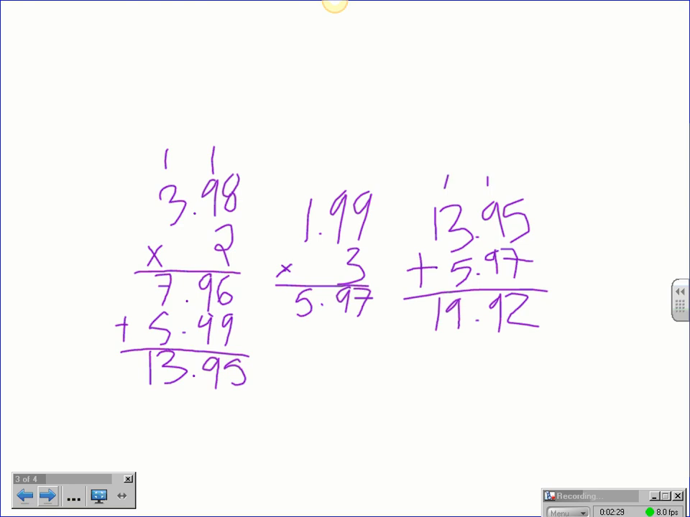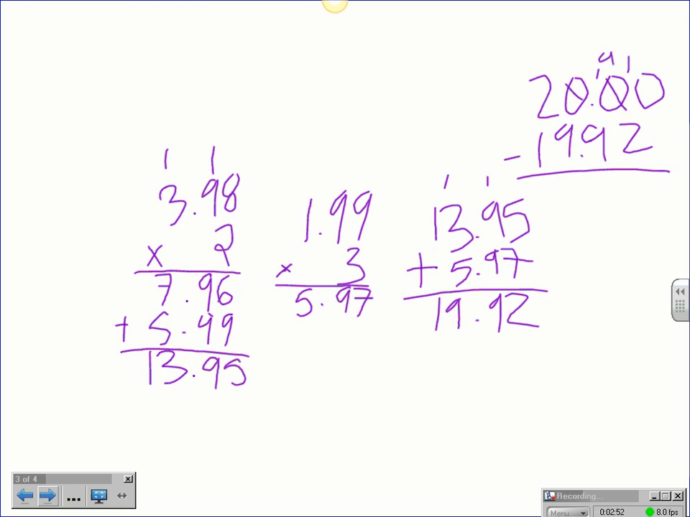Okay, now you subtract $19.92 from the $20 bill. Subtract that is... Oops. That's supposed to be one. Okay. Now your change is 8 cents.